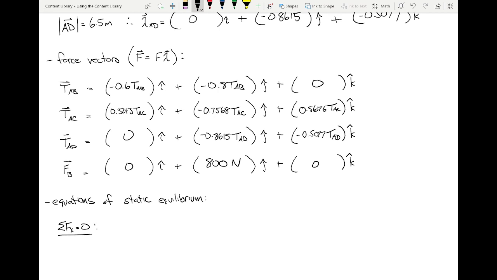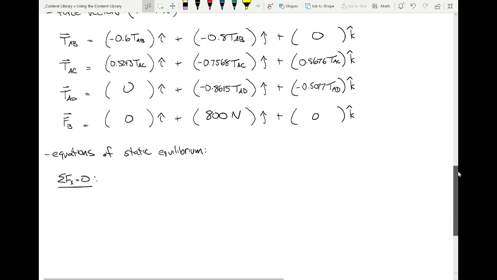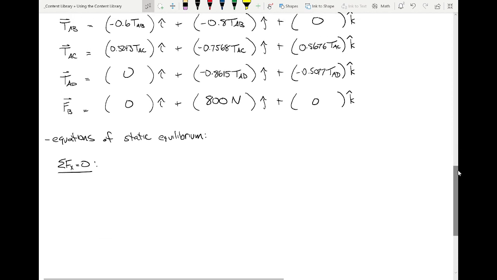And so for equation 1, which is the sum of the forces in the x direction, forgive me, I'm going to scroll this a little bit. And if I'm scrolling too much or you missed something, please stop me. Okay, so here are our equations. All I'm going to do is add up all those i components: negative 0.6 TAB plus 0.3243 TAC plus, now I'm going to do something a little different, and you're going to ask why I'm doing this. Trust me, you'll understand why.